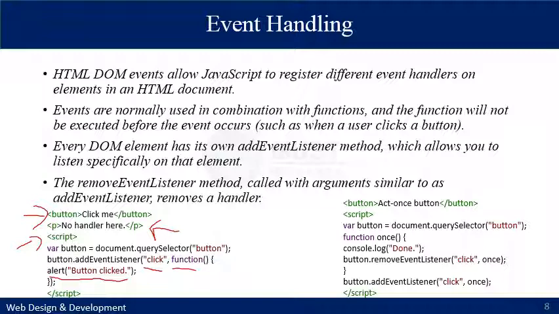When you want to remove the event listener, you can take this example. Again, we select the button using the querySelector, and we have a function called once, and we have console.log, and we then specified button.removeEventListener with click, and we have specified the method once. Similarly, you can again add the event listener after removing the one.